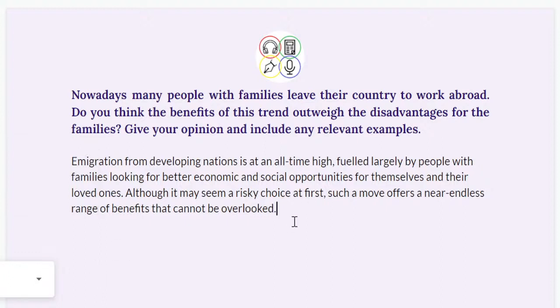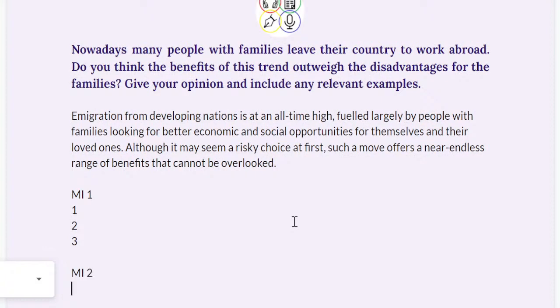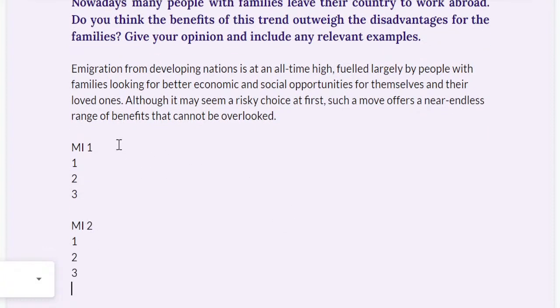Right then, the next thing that we're going to do is write our main idea sentences. So main idea 1, 1, 2, 3, main idea 2, 1, 2, 3. I'm going to present a weak opinion first, and that's the whole risky thing. My sentence has to be broad, not specific, no detailed information, alright? So what can I say here?